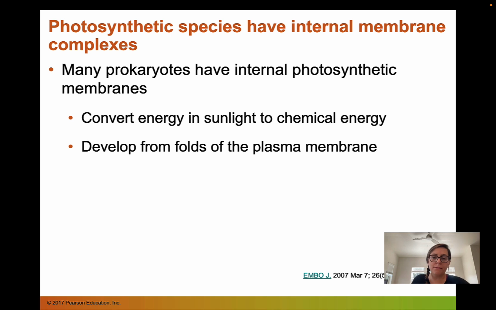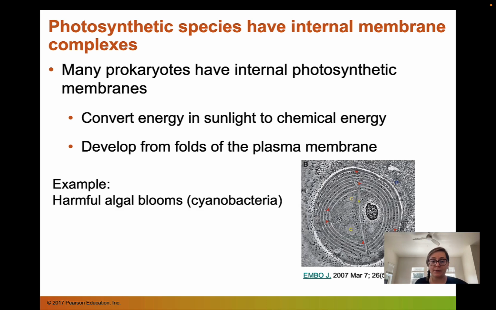And some types of bacteria which are photosynthetic have internal membranes that support photosynthesis. And so they can convert energy from the sun into chemical energy. And it doesn't happen in the chloroplasts like we talked about in plants. Instead, it happens in these folds in the plasma membrane.